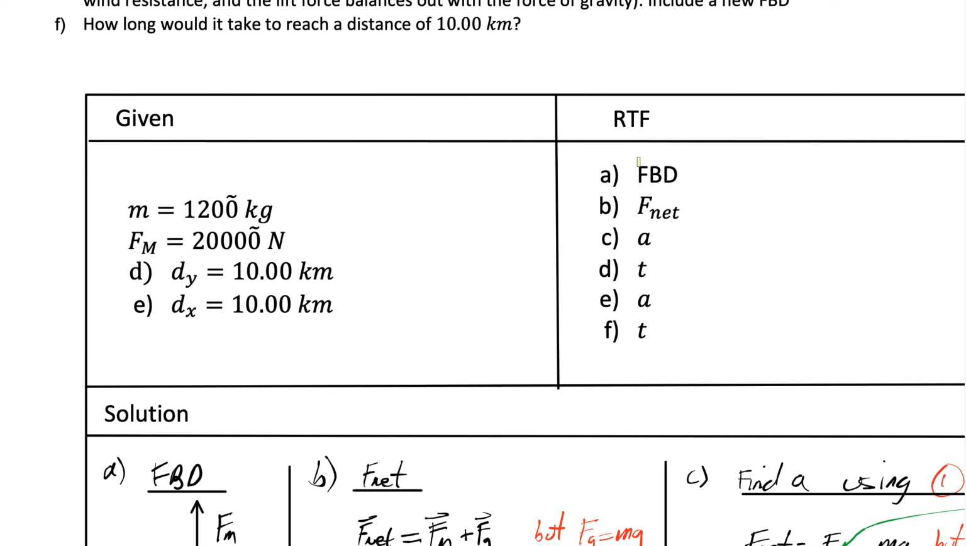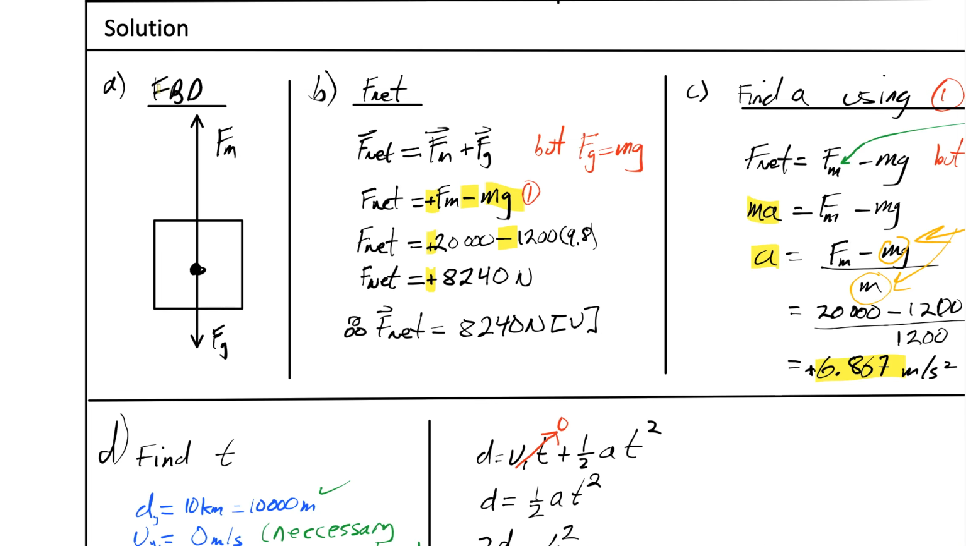So we are looking to draw the free body diagram, find the net force, determine the acceleration. This is the dynamic stuff. Then we have our kinematics, finding the time, the acceleration, and the time again. This time, however, is the time it takes to rise to an altitude of 10 kilometers, where this is the time to fly that distance of 10 kilometers. Part A, the free body diagram.